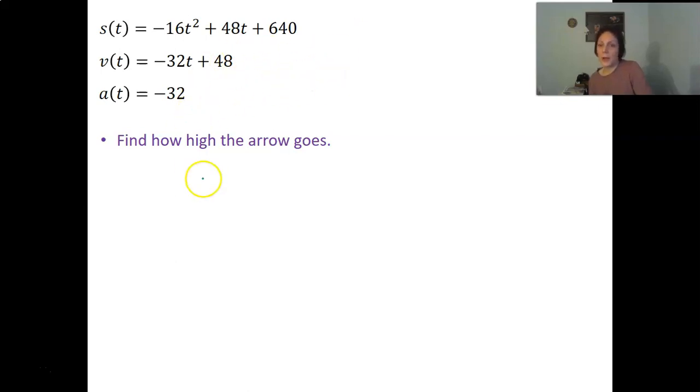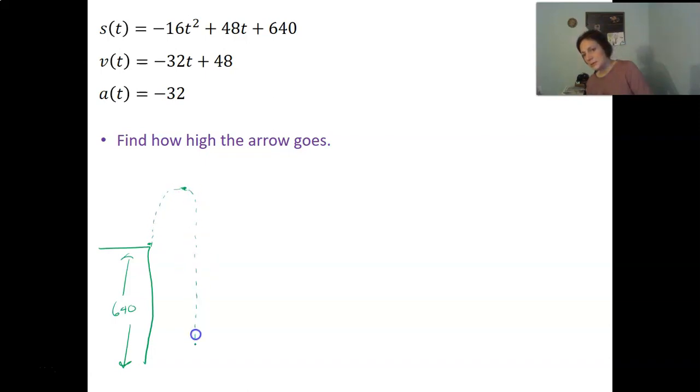Okay, so we want to know how high the arrow goes here. One of the things we talked about yesterday was this idea of maximum height. So I know I leave at a height of 640, it comes up, it reaches some maximum height, and then it's going to come back down and hit the ground. What we want to know is what that height is right there.